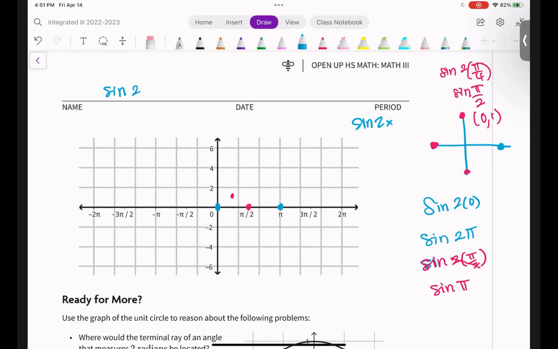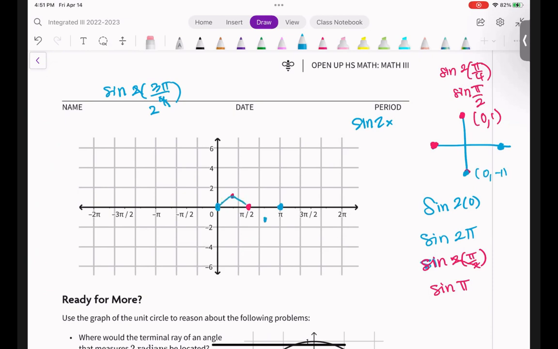Sine of 2 parentheses 3 pi over 4. And so these two cancel, leaving a 2. Wait, what was I doing? Oh, yeah, that's 3 pi over 4. Sorry. And that's 3 pi over 2. And so the y of this guy is 0, negative 1. So that's negative 1. So look at this picture.